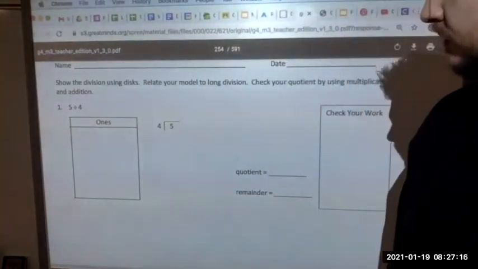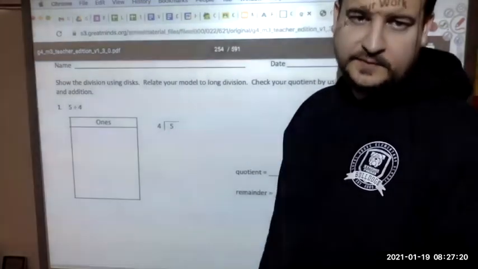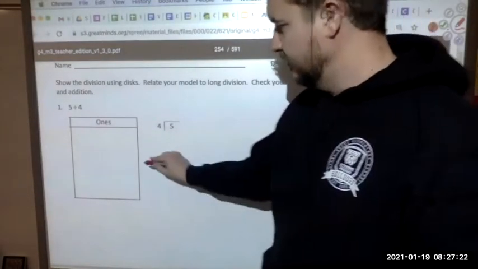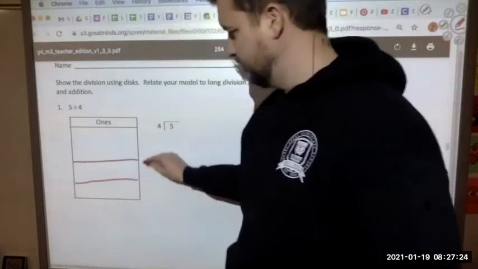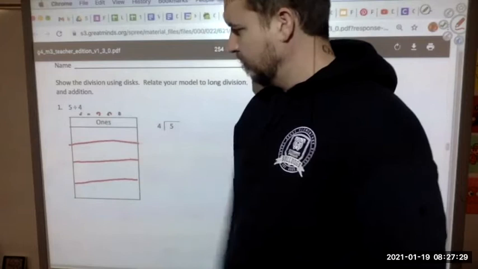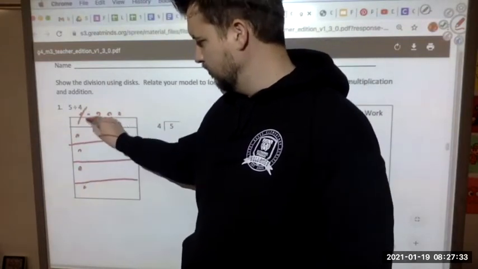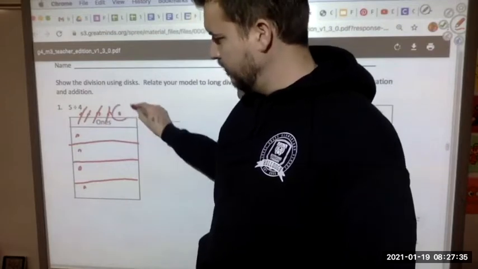So in looking at this problem, we have 5 divided into 4 groups, sorry. So we're going to cut our box into 4s. We're going to draw 5 dots. And we're going to fair share. 1, 2, 3, 4. And there's 1 that I can't share.